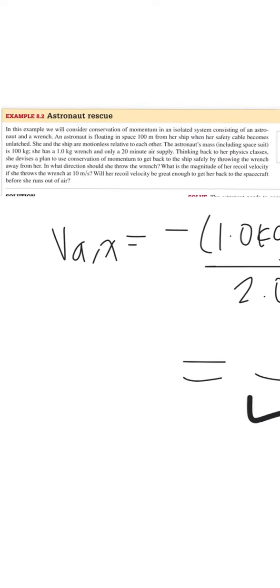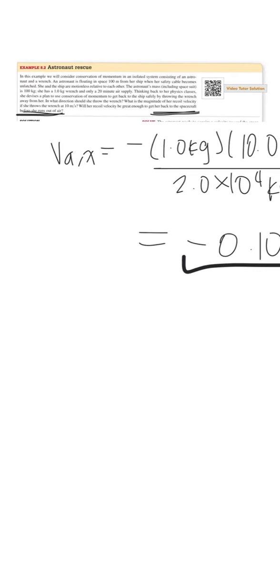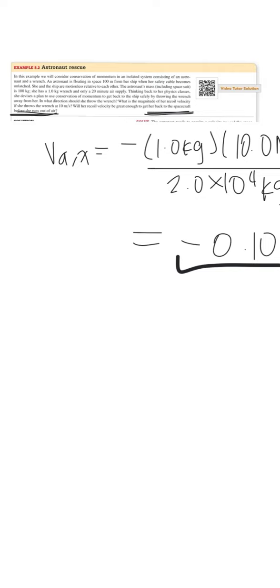Now the next thing we need to find is the time it's going to take the astronaut to get back to the spacecraft before she runs out of air. So what is the time that it will take her to get back to the spacecraft? For this next question, we need to use the equation that x is equal to velocity times time. So using this equation, we can manipulate it to solve for t, to solve for the time.